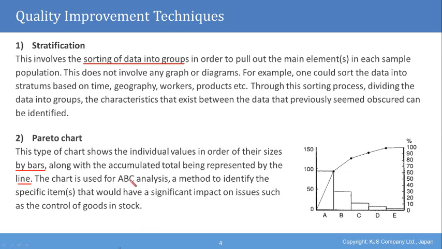So the chart is used for another type of analysis known as an ABC analysis, and it is important on issues such as the control of goods in stock.